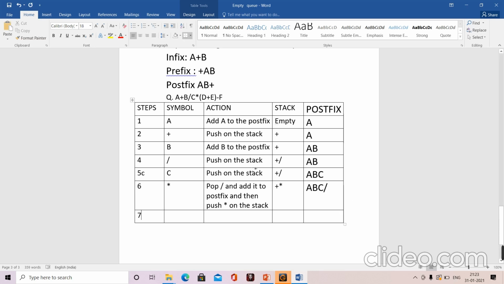Next is step 7. We have a left parenthesis, right? For a parenthesis, just push it on the stack, plus multiplication and then parenthesis. That's all, push. When you push this, the postfix will remain the same.